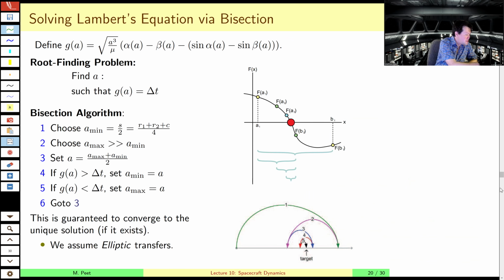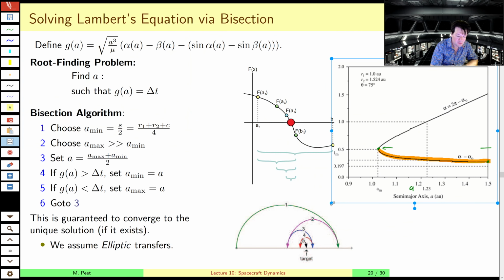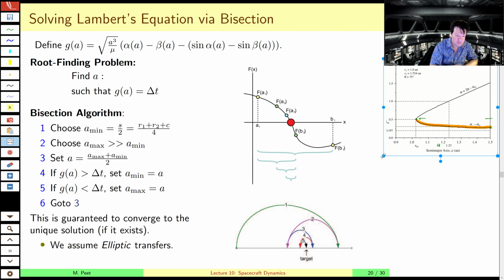So let's consider the bisection algorithm. I'll put this figure over here and make it small so we can have it for reference. The statement of the problem is we have a function, which is given here, g of a, and we want to find a solution to that g of a equals a given delta t. We want to find a such that these two are equal.